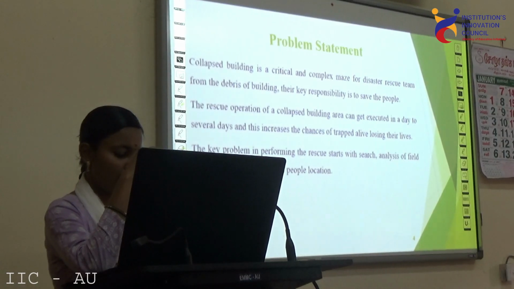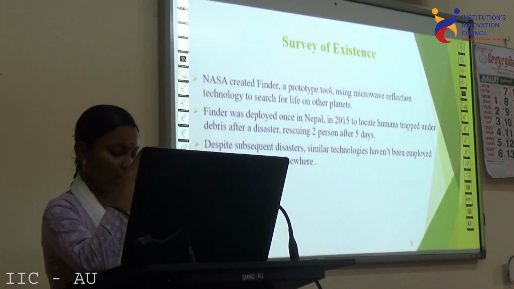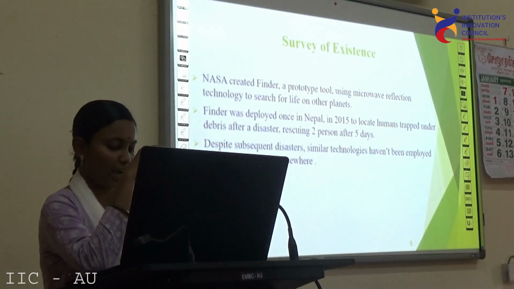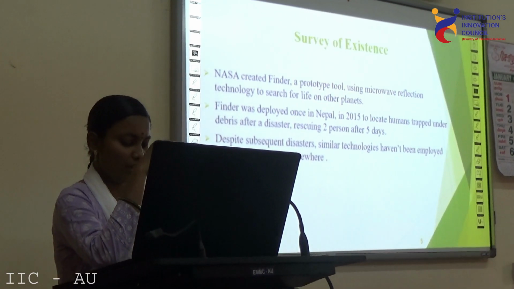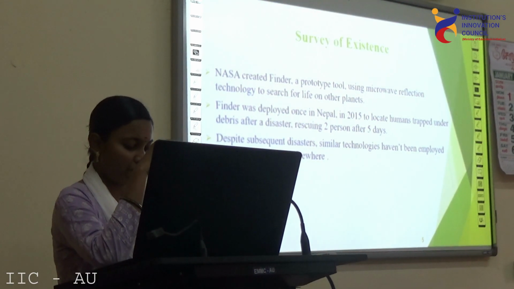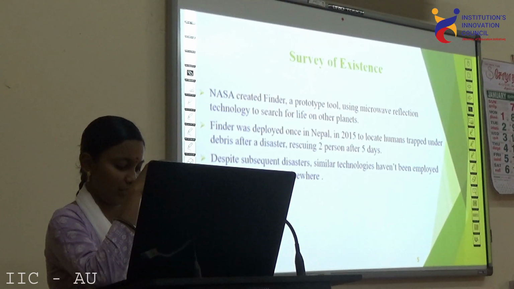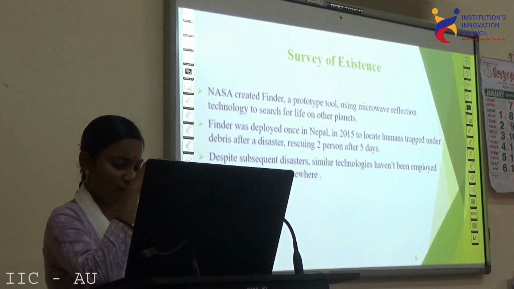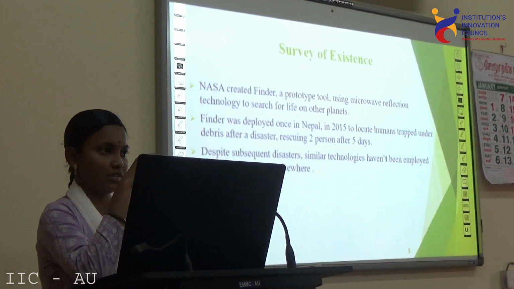Now, among the existing systems, NASA developed a product named Finder. It is used to detect people on another planet using microwave reflection. In 2015, an earthquake occurred in Nepal. Finder reached the location after 5 days and rescued only 2 people. So since Finder is not a product, it is a prototype with high expensive signal processing.